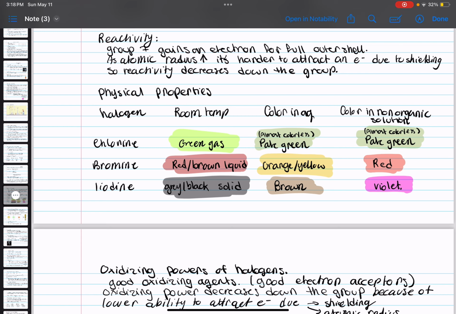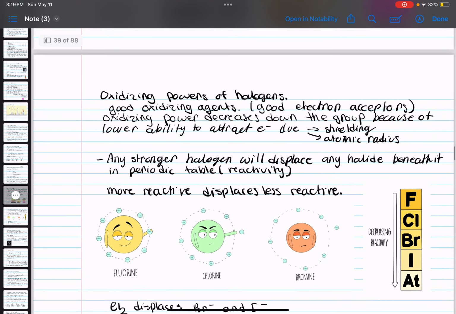Now let's look at some physical properties of some halogens. Chlorine at room temperature is a green gas. In aqueous solution, it's pale green, almost colorless, and in an organic solvent it's almost colorless, pale green. Bromine is a red-brown liquid. In aqueous solution it's orange-yellow, and in an organic solvent it's red. Iodine is a gray or black solid. Aqueous is brown, and in an organic solvent it's violet, as well as in gas.